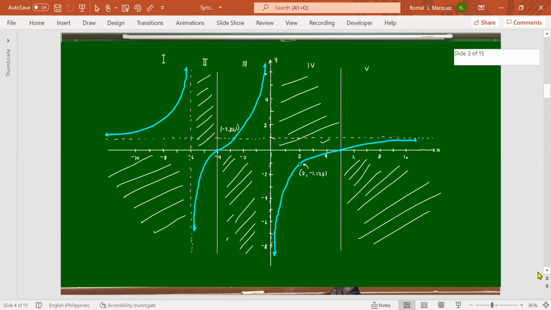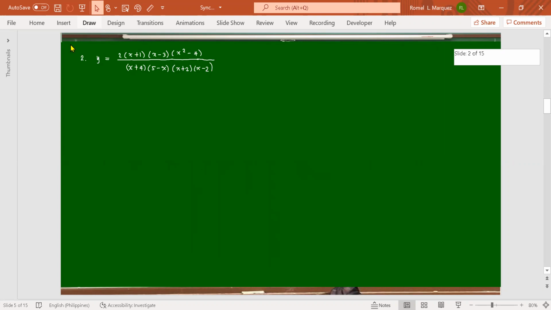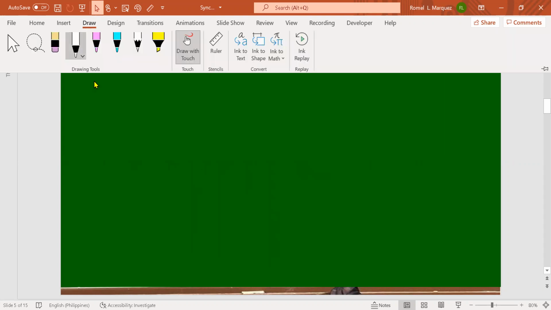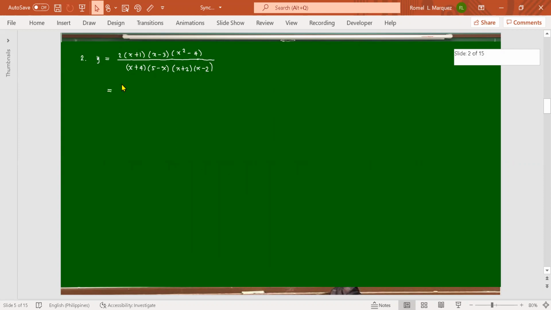Okay, let's have number 2. For number 2, we have the following. Again, express in factored form. 2, x plus 1, x minus 3. The numerator is factorable: x plus 2, x minus 2, a difference of two squares. All over, let's copy x plus 4, 5 minus x. The denominator is already in factored form.